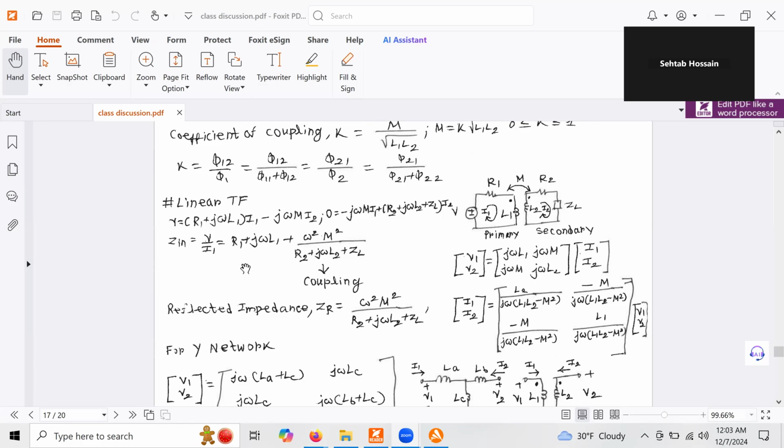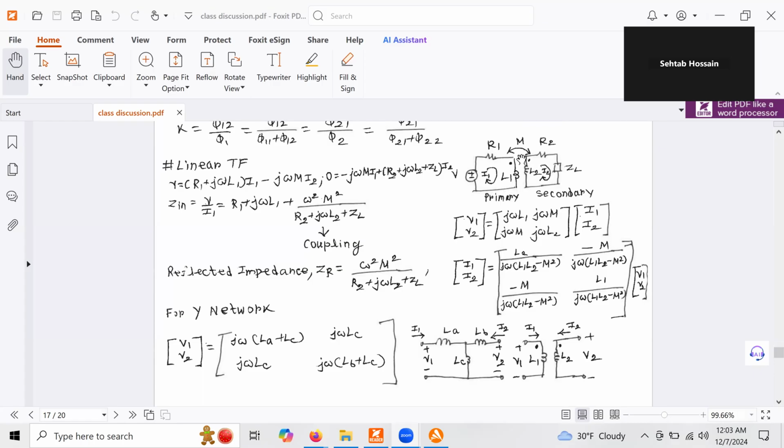From these two equations, if we solve for Zin, the input impedance, we come out with this, and this part is the coupling part of the impedance. This is called the reflected impedance, ZR. ZR is this one. This impedance is actually reflected from the secondary part, so the secondary impedance will be reflected back to the primary part.